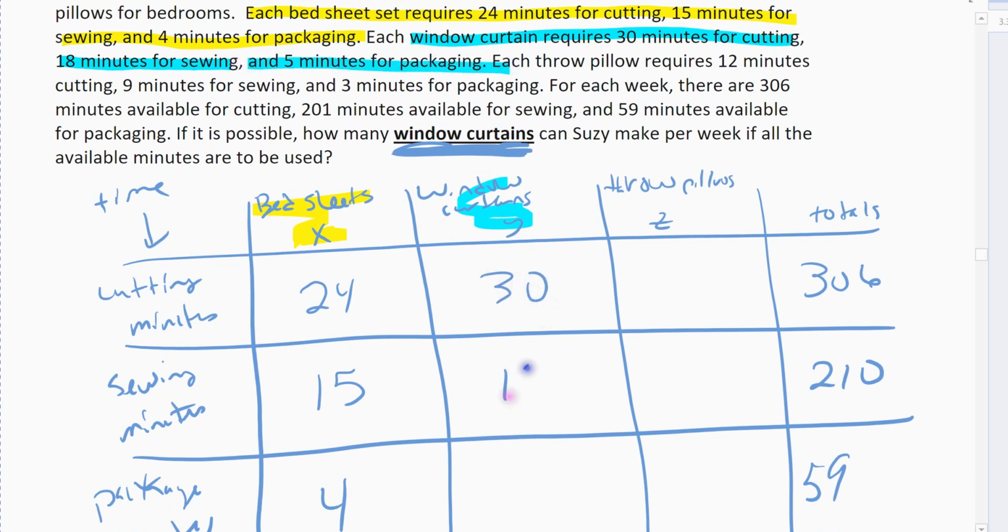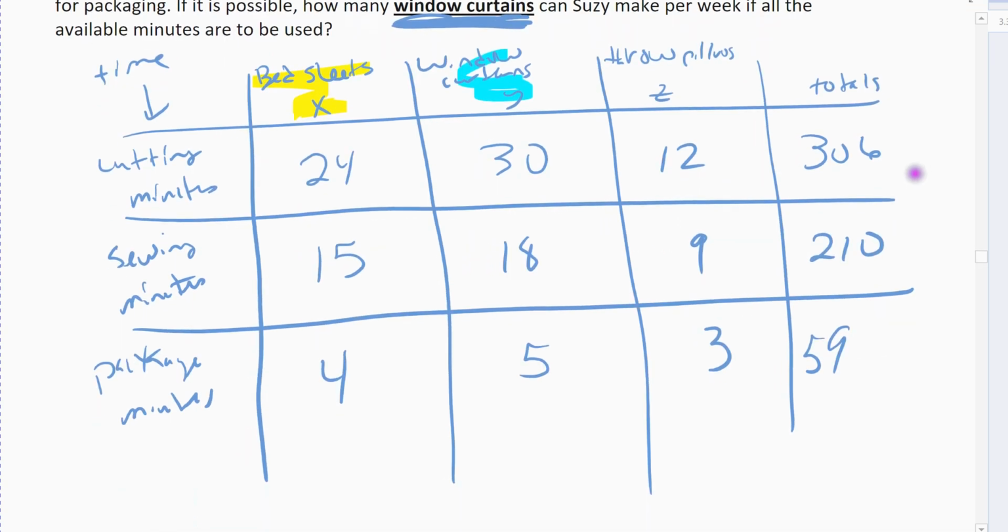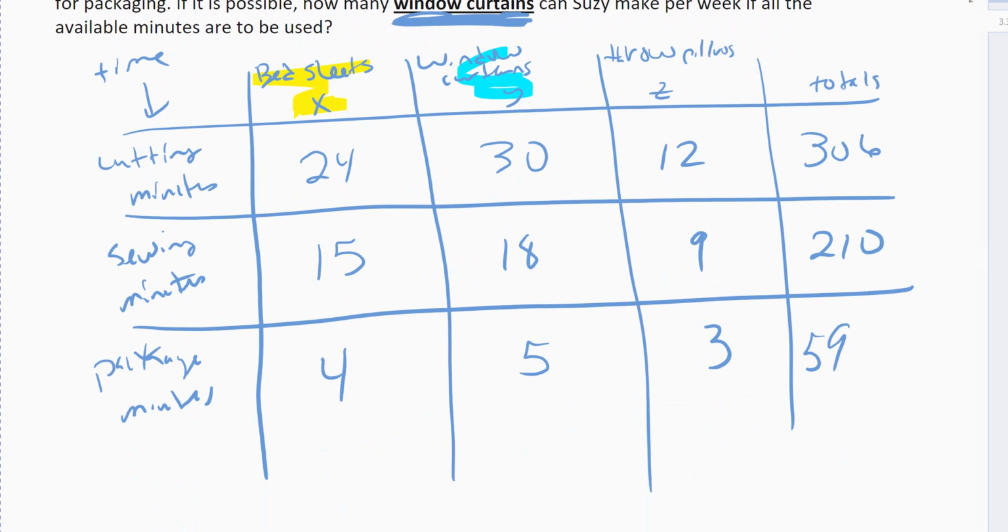30 minutes to cut, 18 minutes to sew, 5 minutes to package, and then the last one, my throw pillows, 12 minutes to cut, 9 minutes to sew, 3 minutes to package. So 12, 9, 3. And just make sure, the biggest thing here is just make sure you're careful when you're plugging in your numbers. If you're careful, you've got your matrix, right?